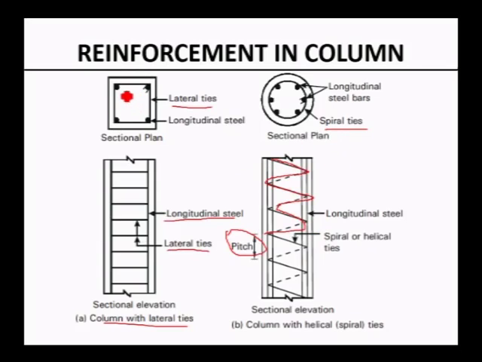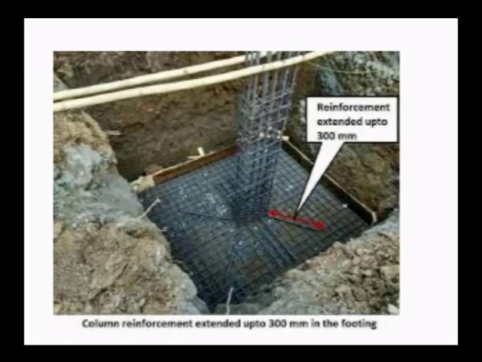Okay, in plan you can see 4 bars are provided, longitudinal reinforcement, and lateral ties are provided. Here you can observe in the circular column 6 longitudinal bars are provided, and then spiral ties are provided. This is the site in which we can observe how the column is tied to the footing with the lateral ties, vertical longitudinal reinforcement as well as the lateral ties, and also at the bottom it is bent L shape, extended 300 mm into the footing to distribute the load.